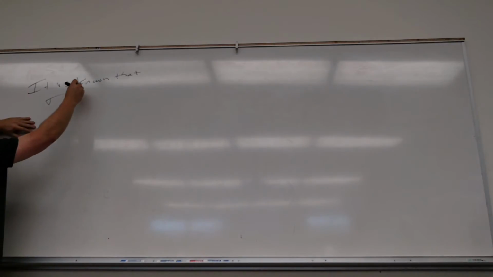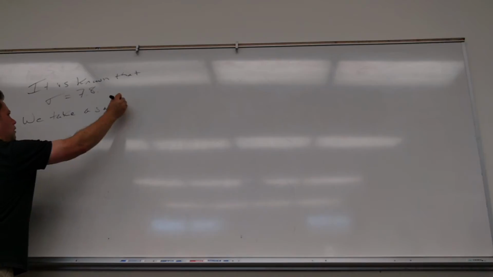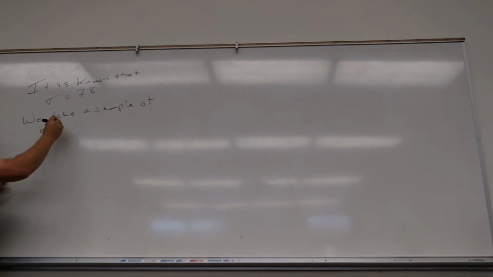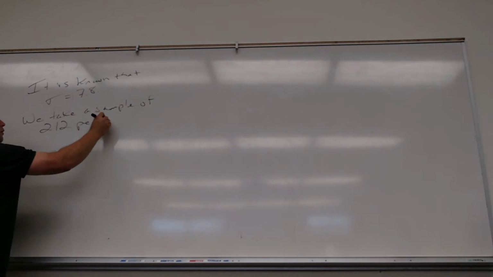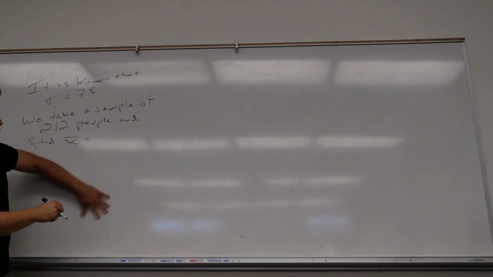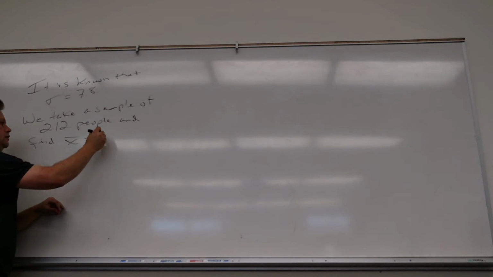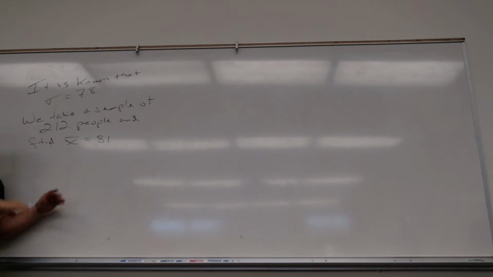So let's say it's known that sigma is 7.8. We take a sample of 212 people and find a sample mean of what you got? 81. Okay. I'm not feeling creative. I don't know what these mean. You can come up with your own interpretation.